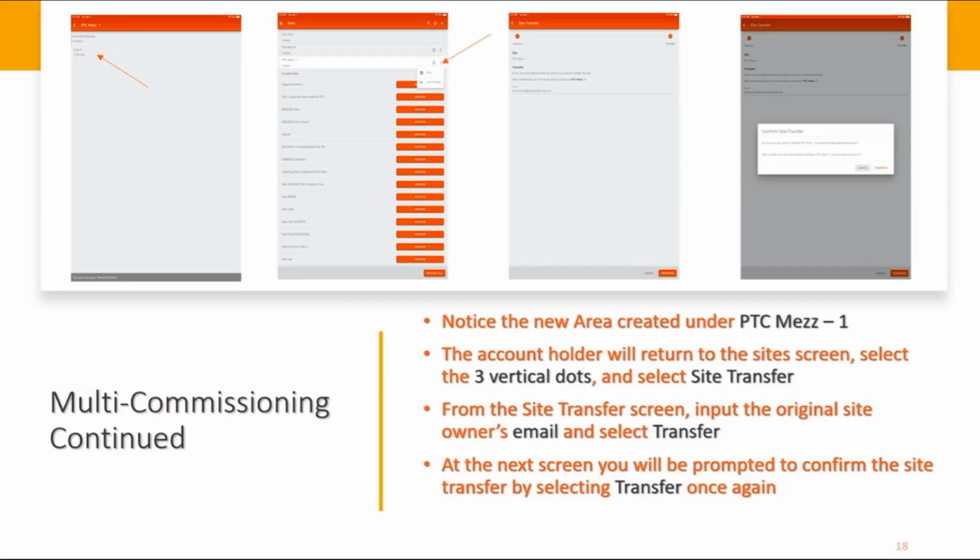Select the 3 vertical dots, and then select Site Transfer. From the Site Transfer screen, enter the original owner's email address and select Transfer. From our final transfer screen, you will actually get a confirmation window. Select Transfer at this screen.